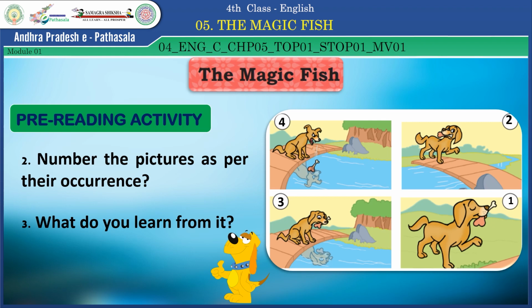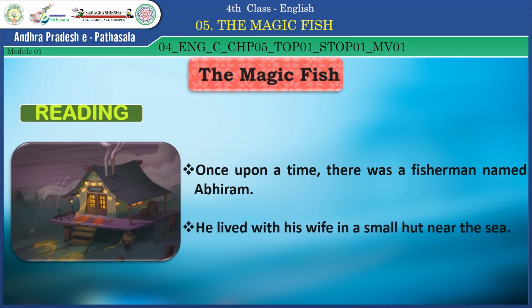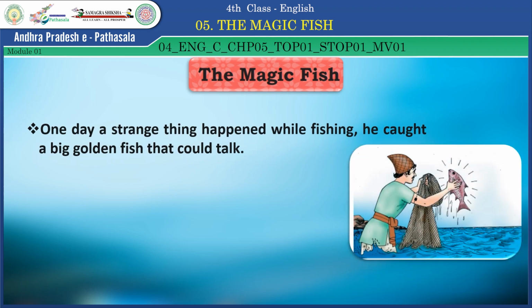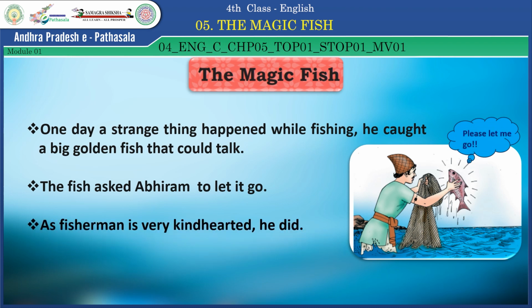Now, let us see what is in the lesson. Once upon a time, there was a fisherman named Abiram. He lived with his wife in a small hut near the sea. One day, a strange thing happened while fishing. He caught a big golden fish that could talk. The fish asked Abiram to let it go. As the fisherman was very kind-hearted, he did. Wow, what a great fish, isn't it?